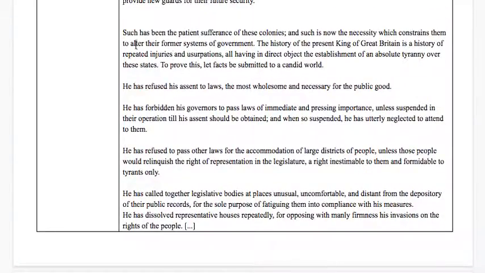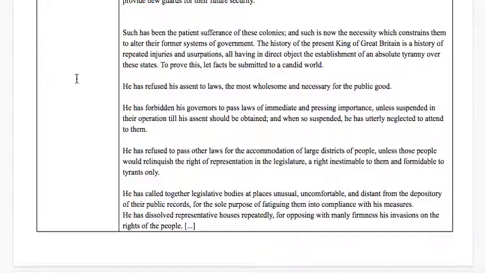All right. Okay. So this one, such has been the patient sufferance of these colonies. The history of the present King of Great Britain, King George III, is a history of repeated injuries, here's that weird word again, usurpations, all having in direct object the establishment of an absolute tyranny over these states. We should know what this is because we talked about this word tyrannical in its adjective form with the philosophers. So let's circle "tyranny." And let's put "abuse of P and A," okay, abuse of power and authority over these states. To prove this, let facts be submitted to a candid world.